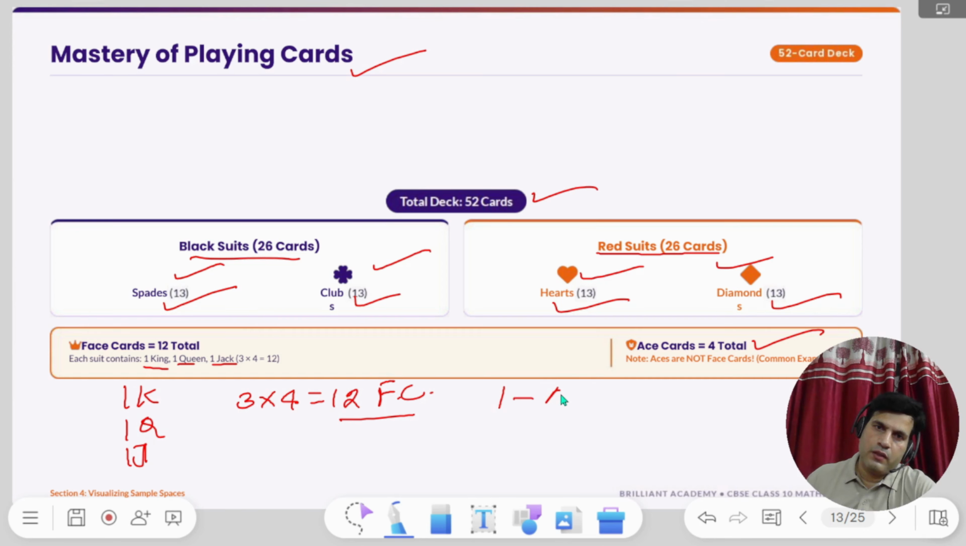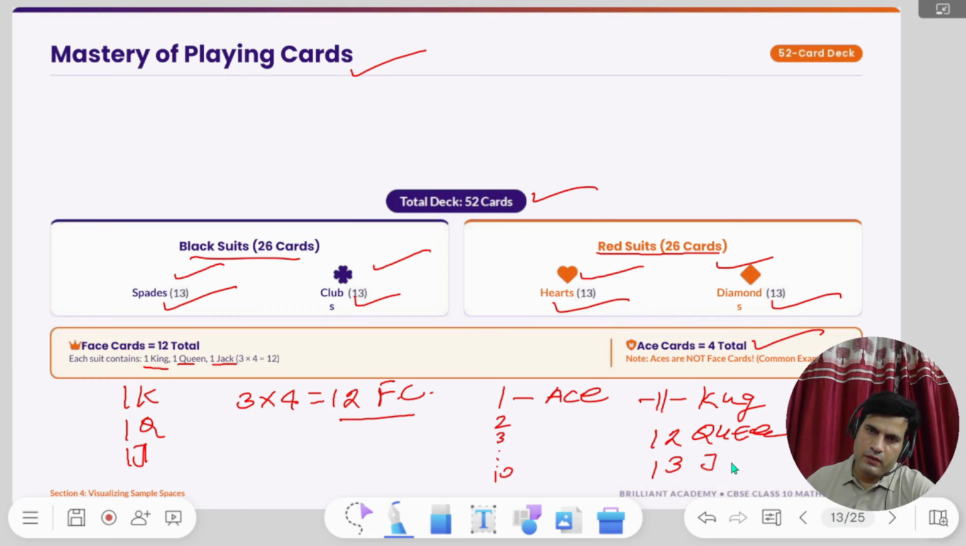There is the ace card first, and then there are numbers 2, 3, dot dot dot, 10. After that 11 is jack, 12 is queen and 13 is king. So now in this way we can find the probability of each type of card.